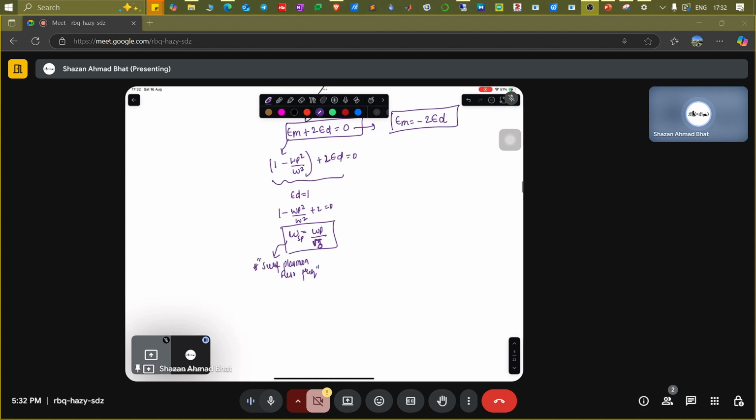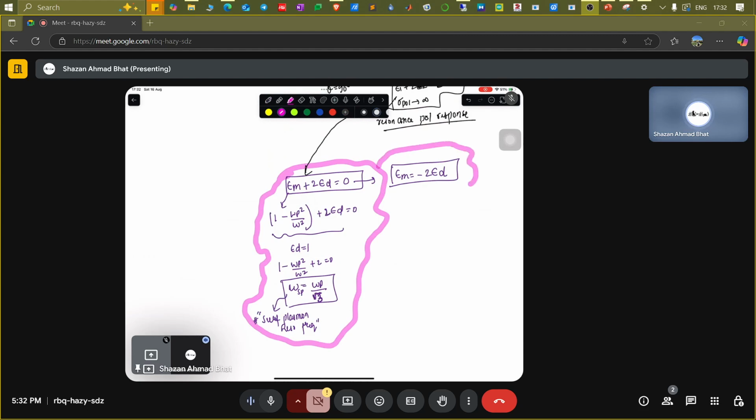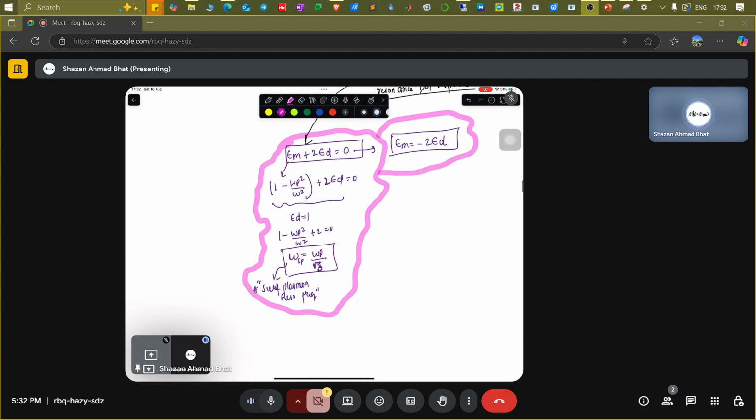Using this particular relation, if we are given, for example, the metallic permittivity or the dielectric permittivity, we can compute the resonance frequency for the surface plasmons to happen in terms of the plasma frequency. And plasma frequency, we know, can be computed from the electronic concentration and the permittivity values and all other things, because we have seen it in the previous sessions.